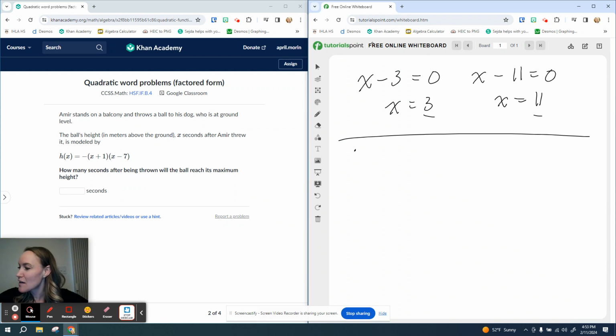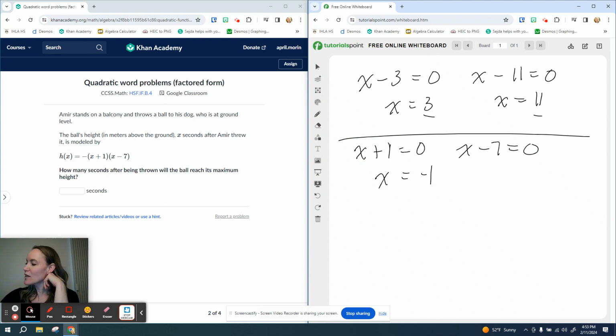So we do x plus 1 equals 0, and x minus 7 equals 0. Okay, perfect. So I know that x equals -1 and x equals +7. Okay, so what I'm looking for is that maximum height, because I have a parabola going like this, and I need to find that x value. But if I realize that this is -1 and this is 7, I just need to find the midpoint.